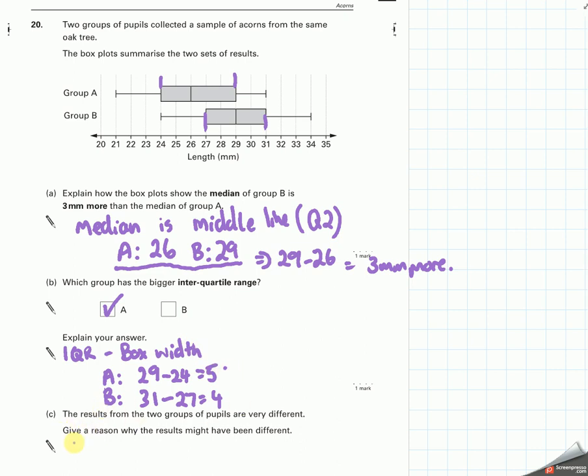The results of the two groups are very different. Give reasons why the results might be different. Okay, so before we come on to this, this interquartile range being bigger means there's greater variation.